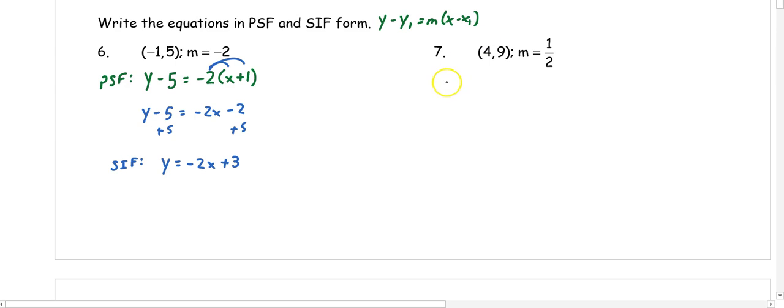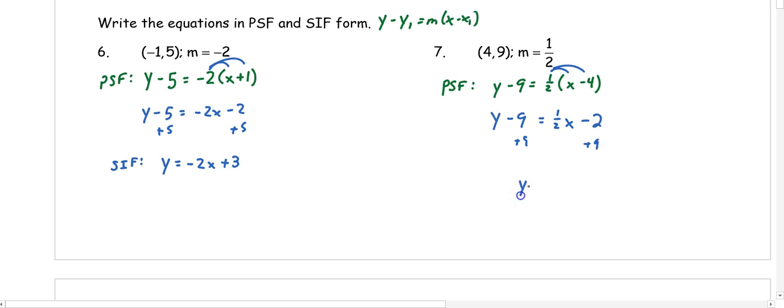When I substitute my point for point-slope form, I have y minus 9 equals 1/2 times x minus 4, because they both get the opposite sign, and since they were positive, they become negative. So I'm going to distribute the half into the parentheses, so y minus 9 equals 1/2 x minus 2. And then I can add 9 to both sides, so y equals 1/2 x plus 7 is now my slope-intercept form.